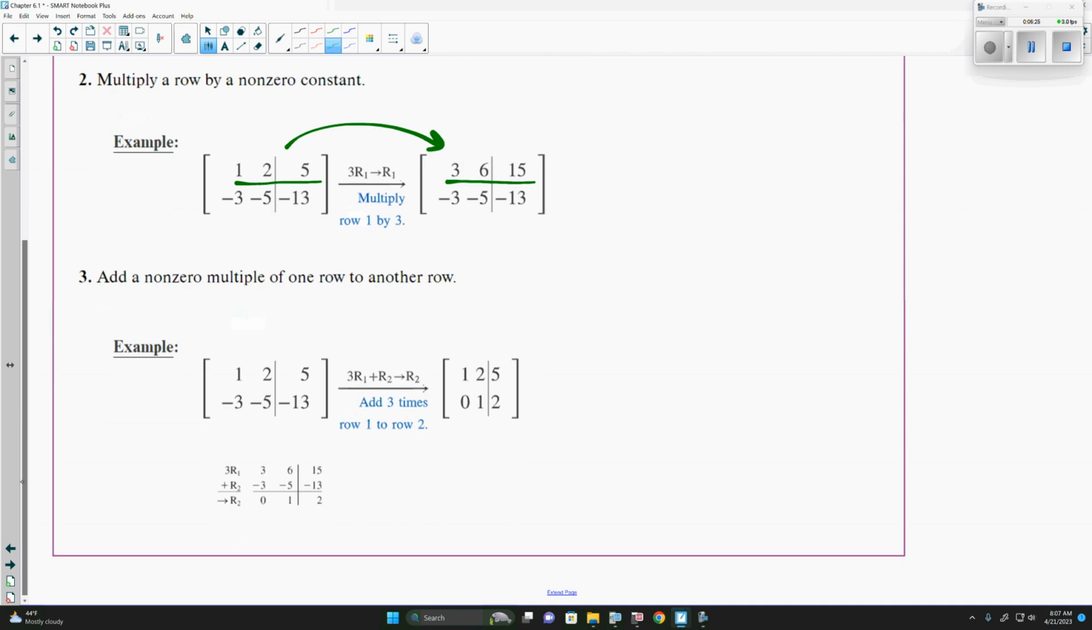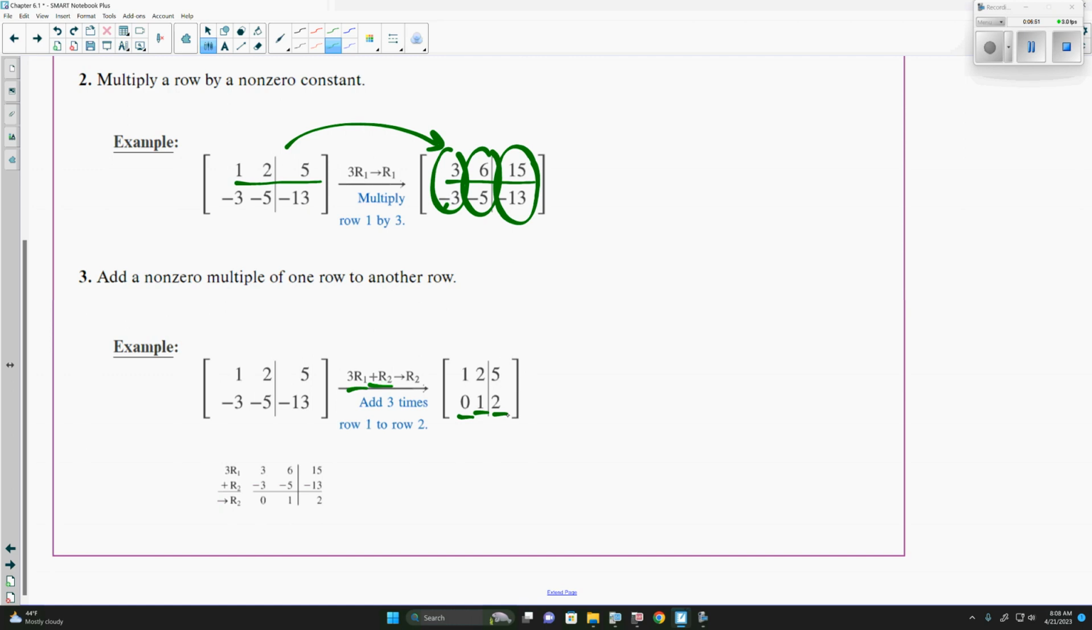Or we can add rows and do the multiplication. So we multiply row 1 by 3 and then add it to row 2. So here we have negative 3 plus 3, and negative 3 plus 3 is 0. 6 plus negative 5 is 1. 15 plus negative 13 is 2.